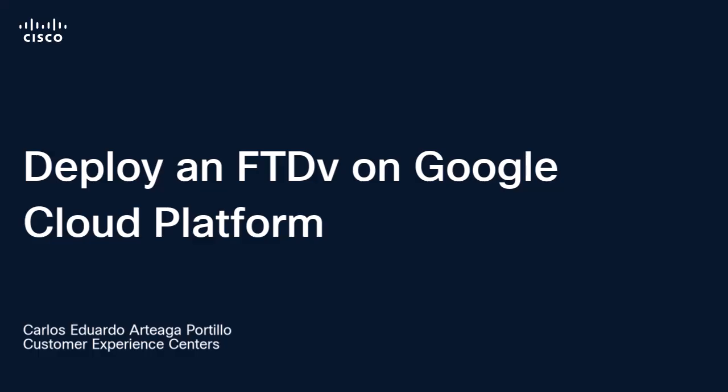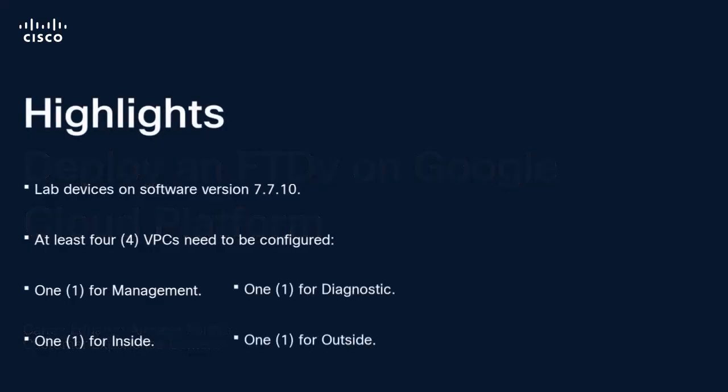Today, I will show you how to deploy a virtual secure firewall threat defense solution on Google Cloud Platform. For this example, we are going to work with an FTD on version 7.7.10. At least 4 VPC networks need to be created or assigned from already existing ones: 1 for management, 1 for diagnostics, and 2 for data plane interfaces.